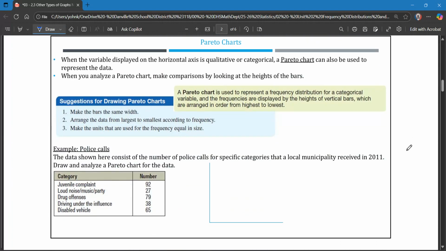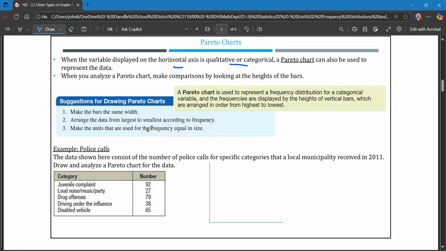Okay, next type we're going to talk about is called a Pareto chart. When the variable displayed on the horizontal axis is qualitative or categorical, a Pareto chart can also be used to represent the data. When you analyze a Pareto chart, you're going to make comparisons by looking at the heights of the bars. So a Pareto chart is basically a bar chart that has been put in biggest to smallest order. And so it's basically kind of what we did before.